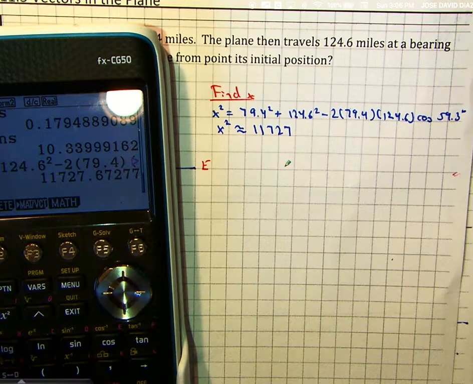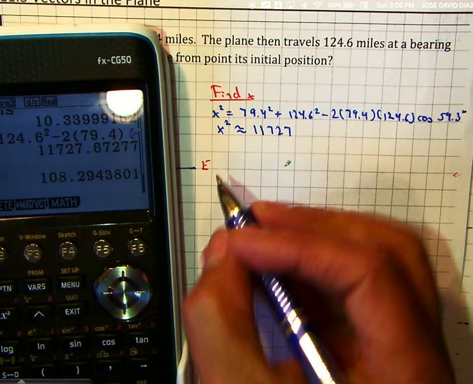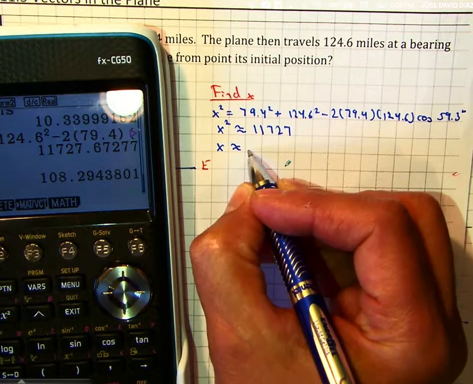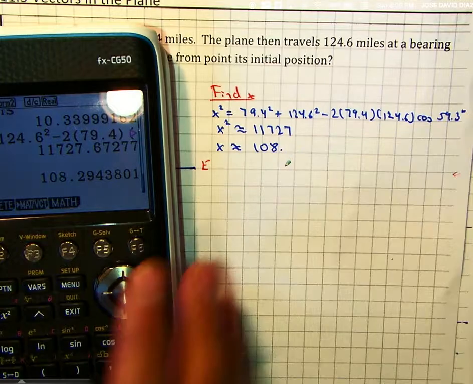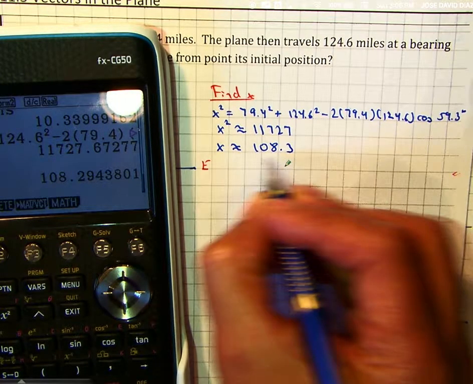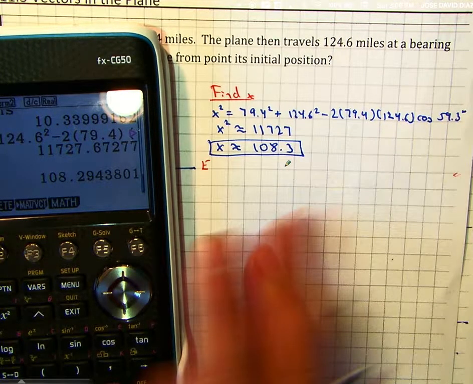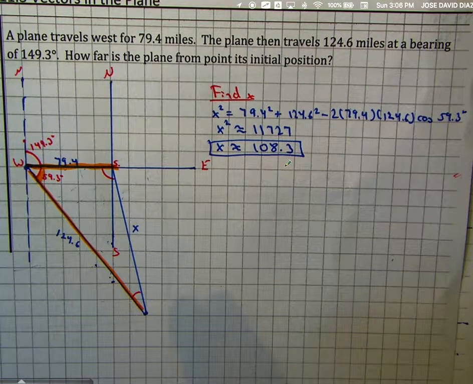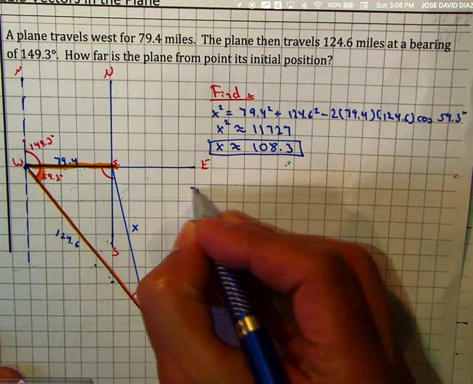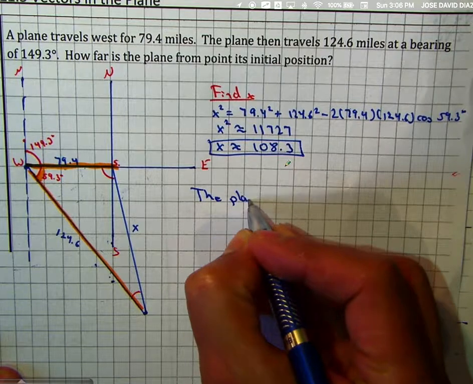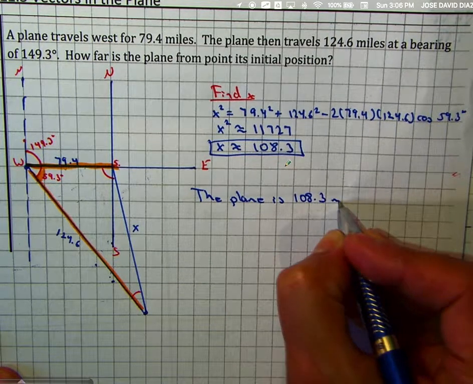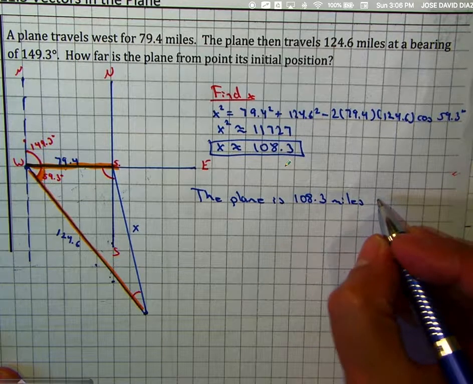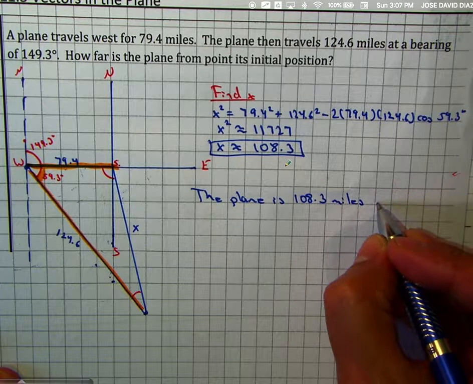I'm going to take the square root of my answer. So therefore, x is approximately 108. Do they have one decimal place? So I'm going to keep it as one decimal place. So therefore, the plane is 108.3 miles from its initial position.